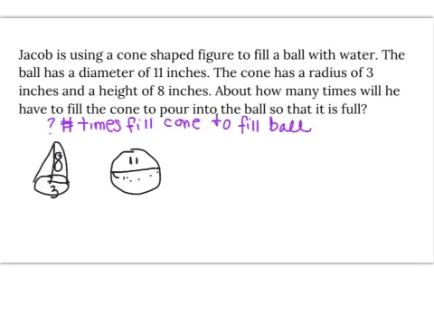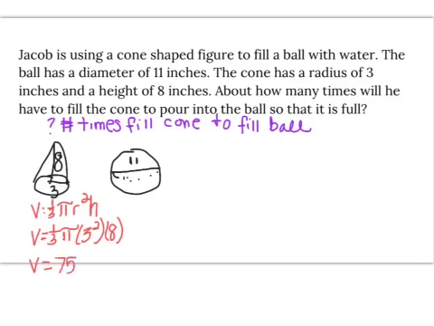So I'm always going to first write the original formula. So I'm going to write my formula and plug everything in, 1/3 pi r squared. They give us the radius, so I don't have to do anything. And then times my height, which is 8. Plug everything into the calculator. I'm going to round to the nearest tenths place again, and I get 75.4 inches cubed. So that's how much water can fit into one cone.